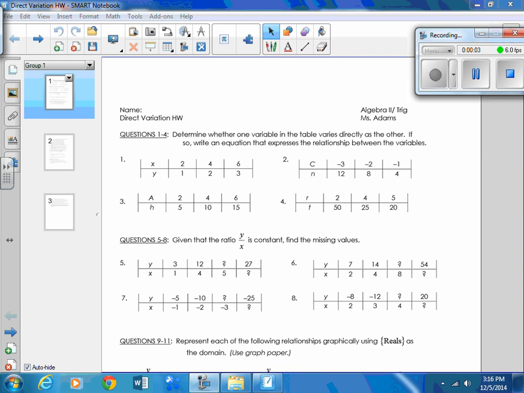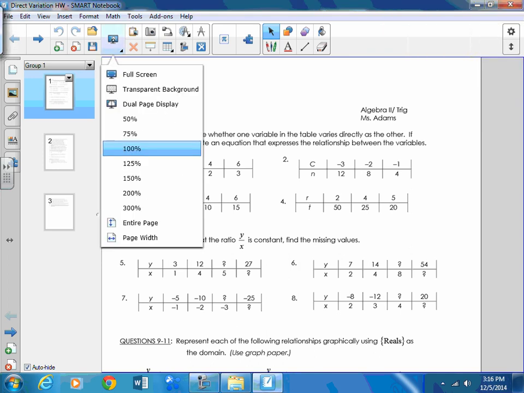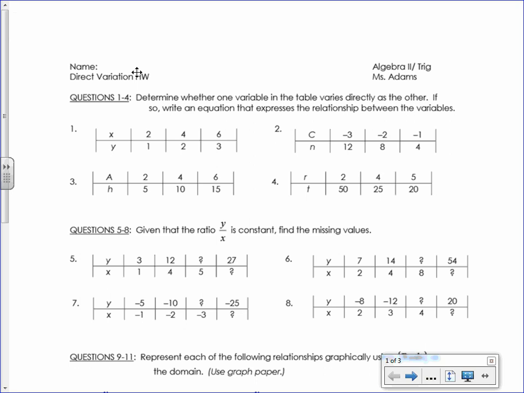So you guys had to do the evens for homework one night, so now you have to do the odds. Hopefully if you were able to do the evens, doing the odds shouldn't be too difficult. So for 1 and 3, we had to determine if this was a direct variation. Remember, if it's a direct variation, direct means divide. So when we divide, we should get the same thing every time.